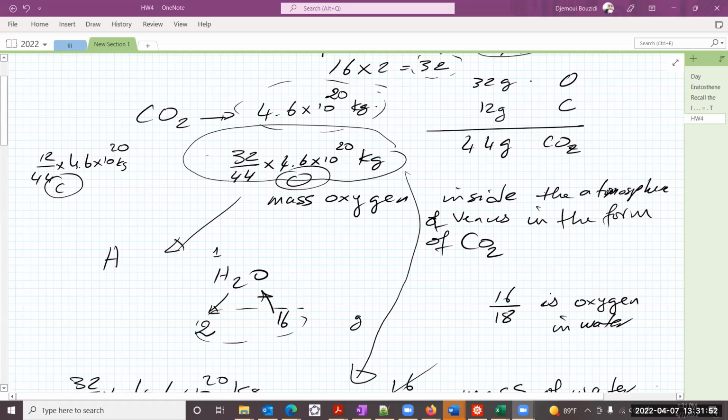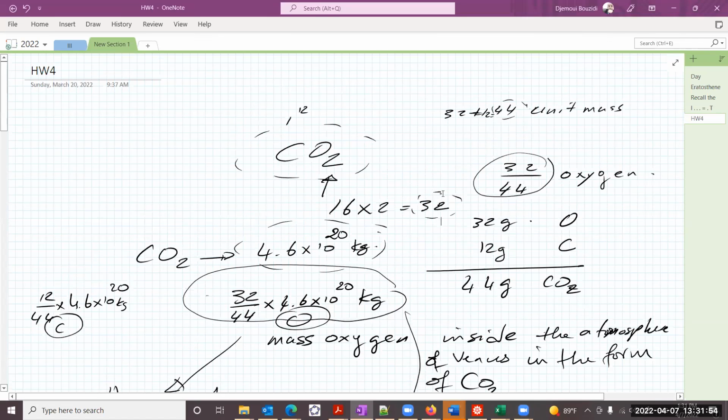It's basically about the first two problems from the homework set, okay? In the homework set, you were given the mass of all of the carbon dioxide in the atmosphere of Venus being 4.6 times 10 to the power 20 kilograms. You were also given the atomic mass of carbon being 12, the atomic mass of oxygen being 16, and the atomic mass of hydrogen being 1. And basically, the idea is to extract all of the oxygen from the carbon dioxide and make water out of it. So how much water are we going to get?